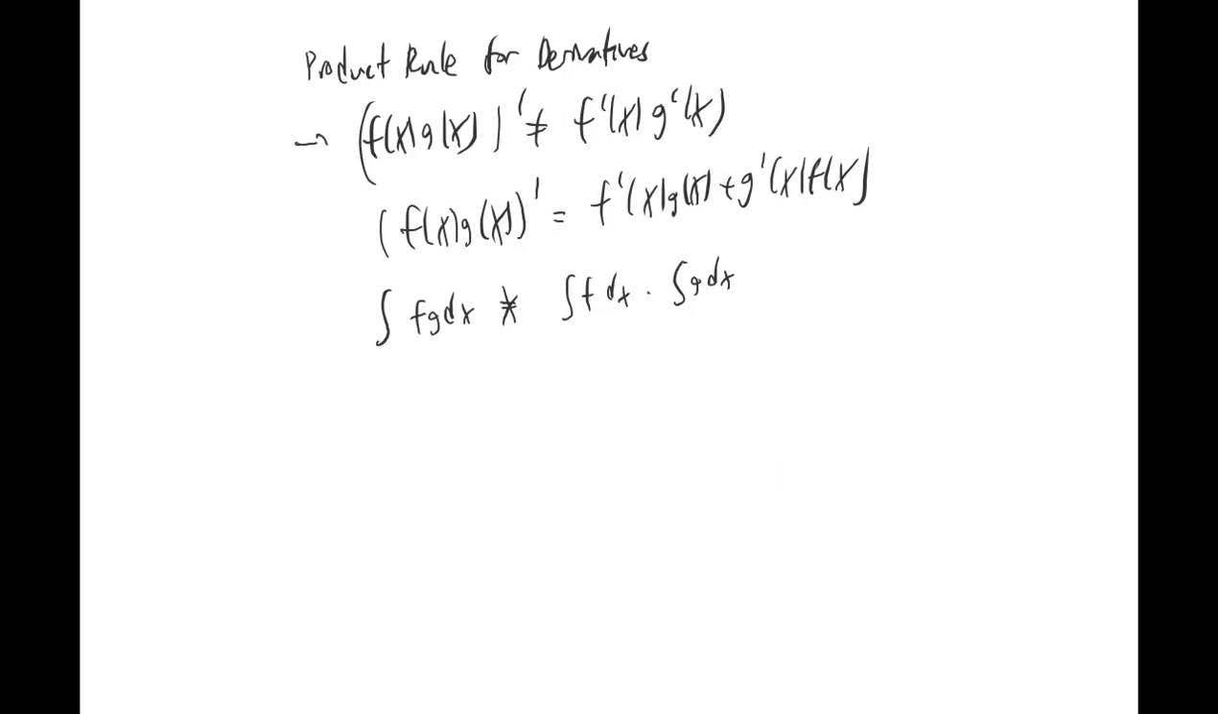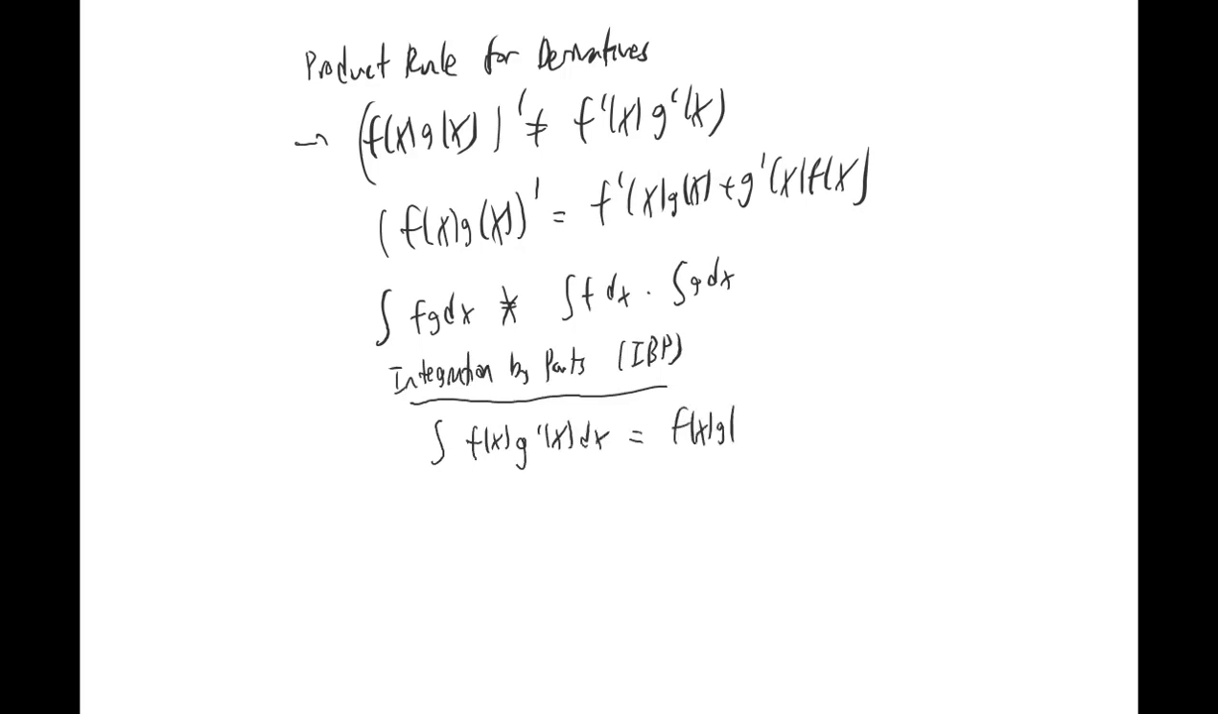Some books just denote it IBP. So we have integral f of x g prime of x dx is f of x g of x minus integral g of x f prime of x dx. Some people like the UV thing. So this is just integral u dv equals uv minus integral v du, if you like.